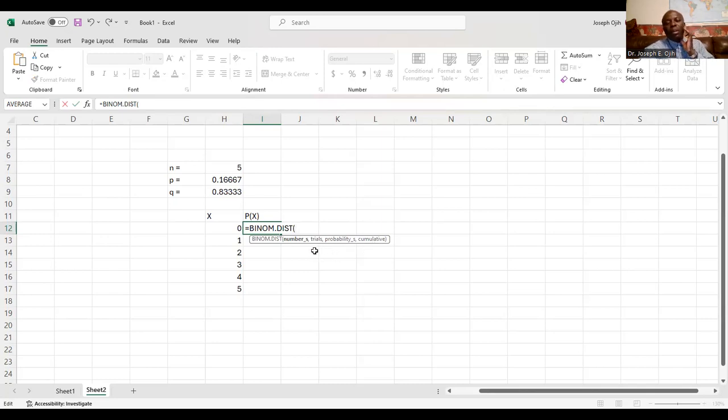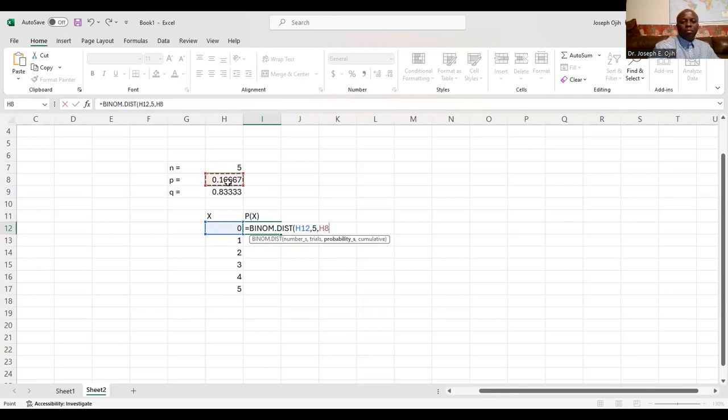I don't think I need cumulative, so this should be okay. The number of trials was 5 times, so type 5, comma. Actually for the numbers, sorry, my mistake. For numbers, click on this 0 here, comma. Then for the number of trials, 5, comma. The probability of success is this one here. Click on that. I can just use that.